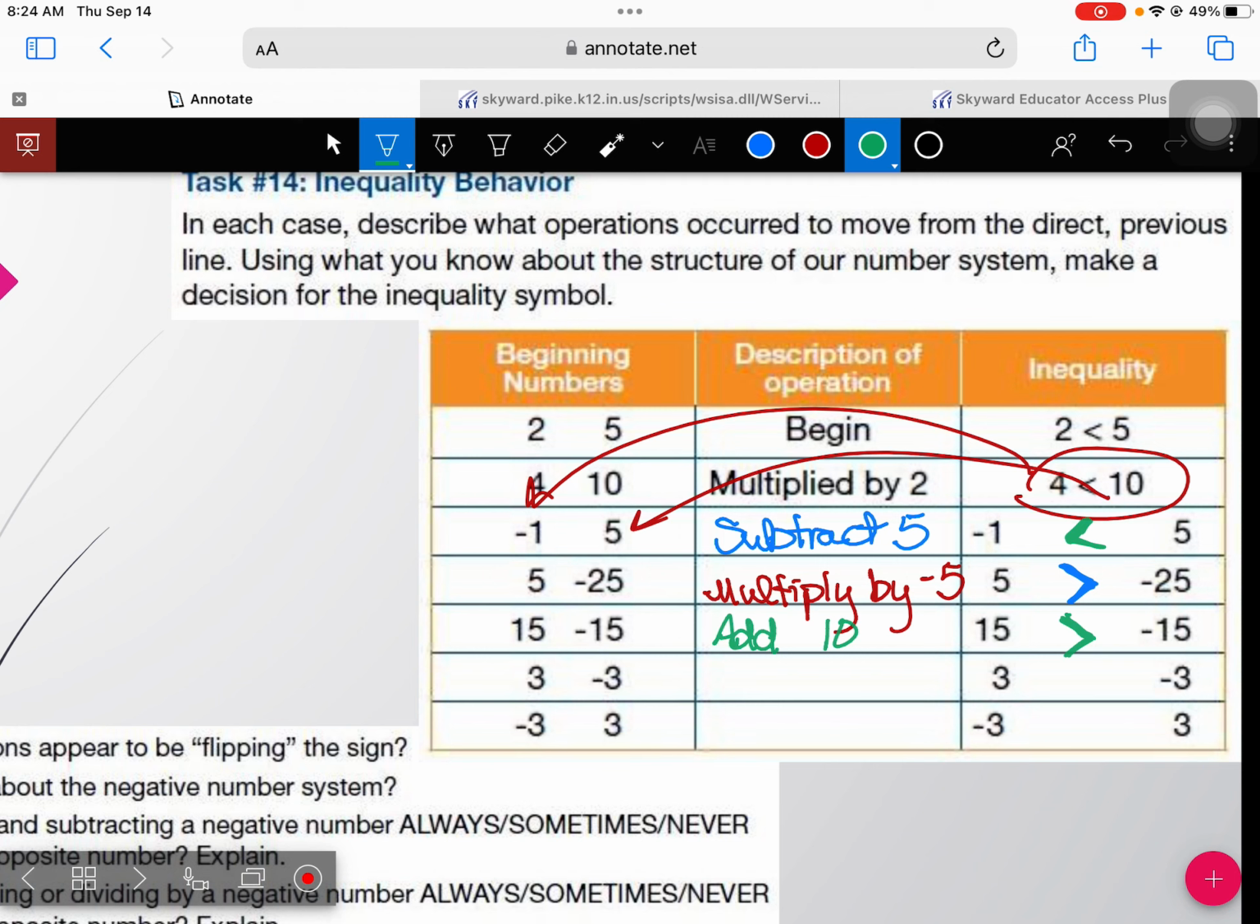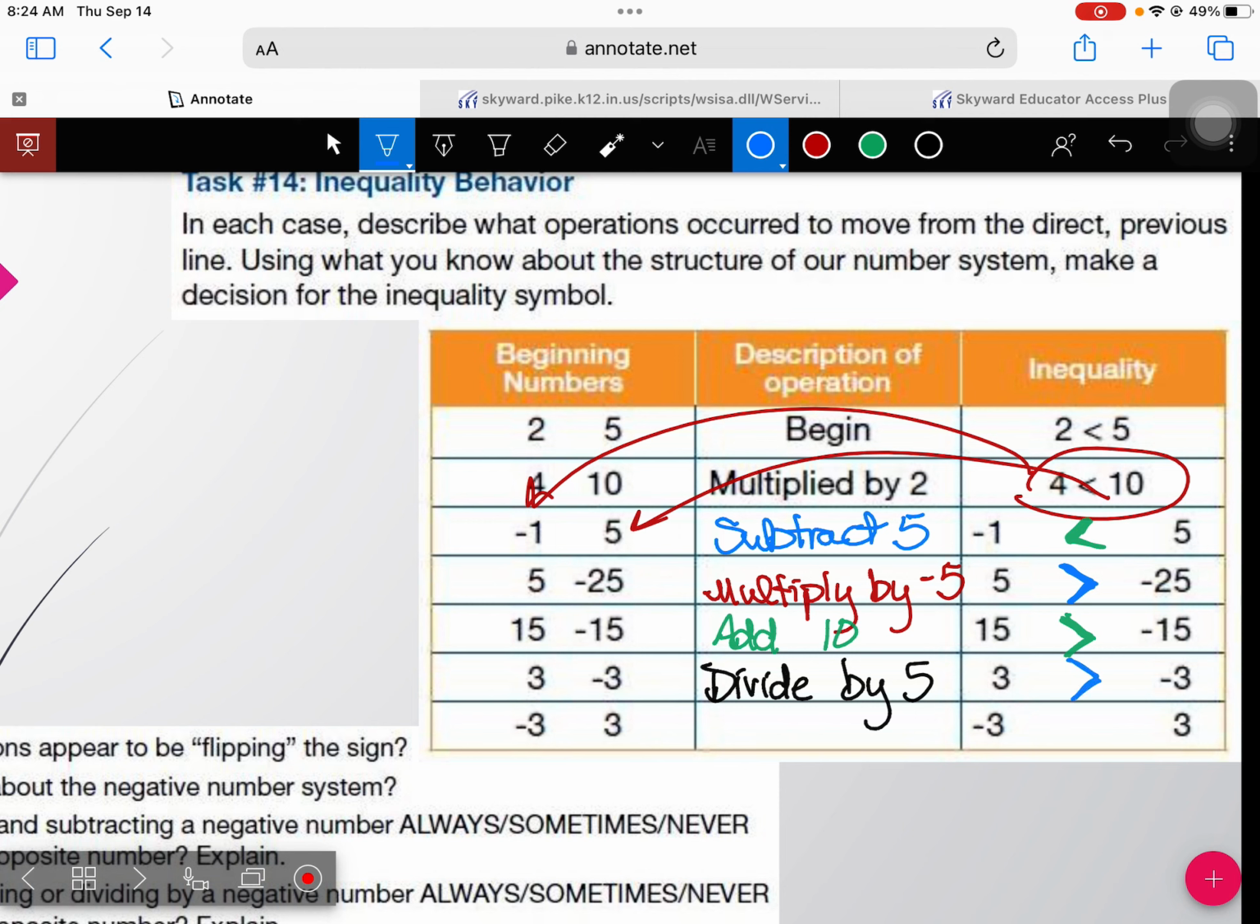I heard a couple different things. Why isn't it, let's see, subtract 12? Can I subtract 12? That works for the first number. It has to work for both, right? It has to work for both. Yes, so we divided by 5. And we end up with 3 and -3. And what inequality symbol? Greater than.